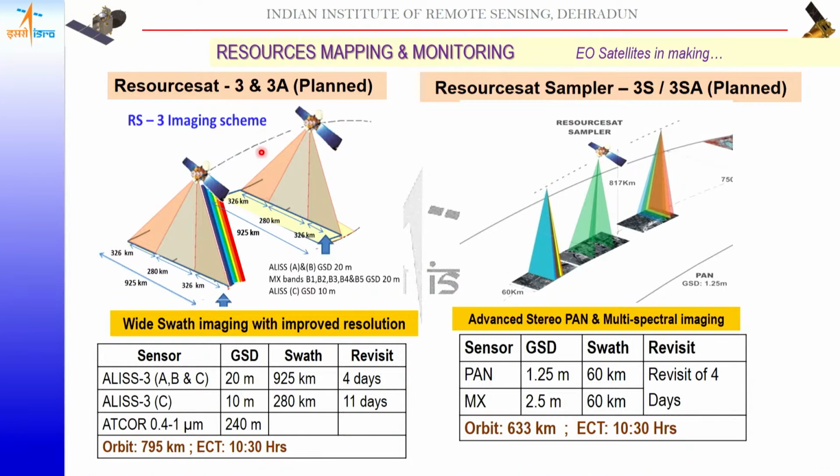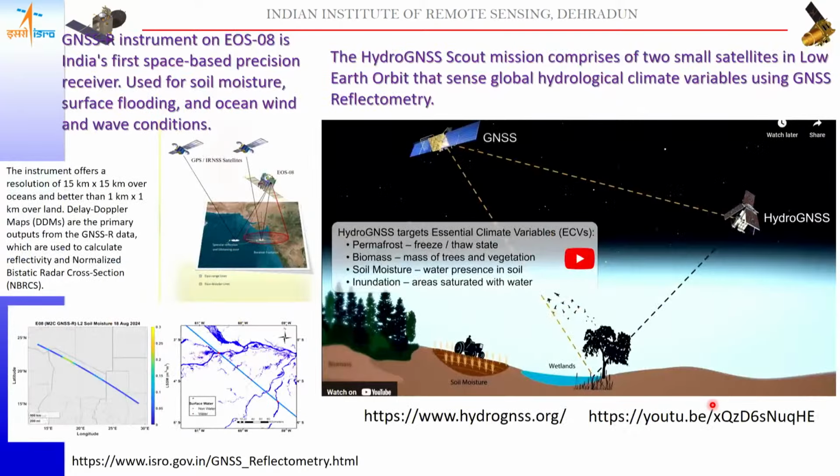And in future, ISRO, we have this approved mission of ResourceSat 3 and 3A, where you have the wider swath data sets at a higher resolution, and also you will have the cartography mission with the elevation information at 1.25 meter resolution with revisit of 4 days. And GNSS is generally used for the location, but it is mostly working in the L band. So we have this hydro GNSS mission, which will be giving the permafrost, biomass, soil moisture, and inundation using the L band data sets from the GNSS reflectometry.